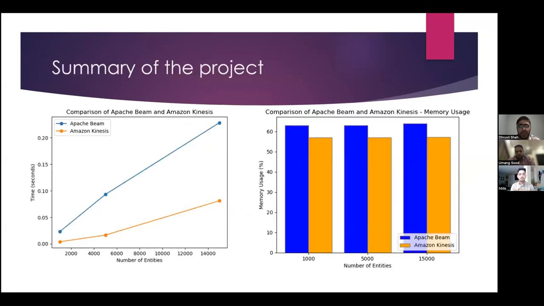To conclude, the line graph compares the processing time between Apache Beam and Amazon Kinesis. The time taken for Apache Beam is more than Amazon Kinesis, and the grouped bar graph shows that Apache Beam consumes more memory than Amazon Kinesis for different data volumes. Overall, Amazon Kinesis is better than Apache Beam. However, Amazon Kinesis is expensive because it asks the user to pay $0.015 per data entry, and Apache Beam is open source.